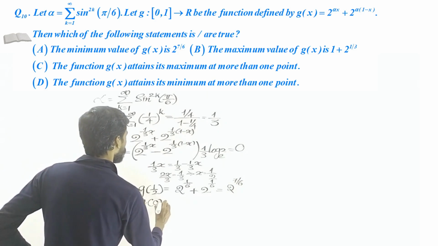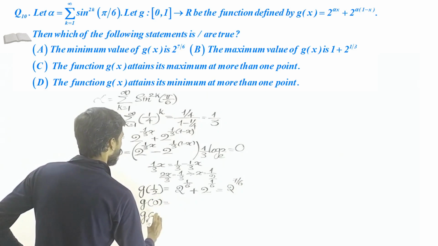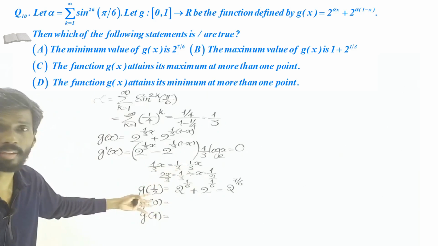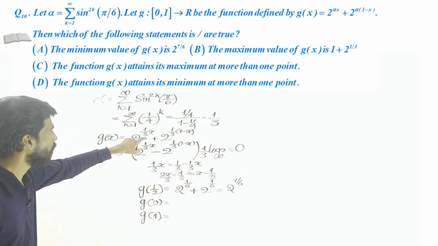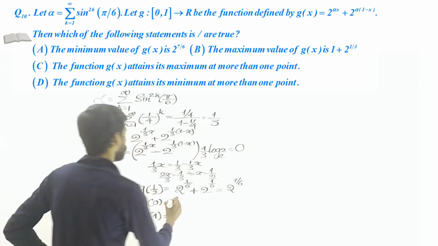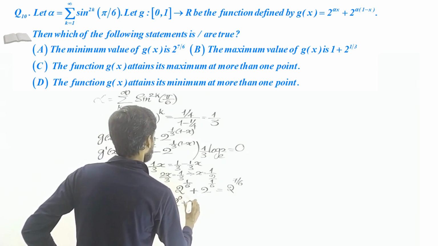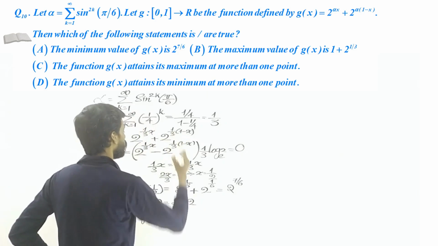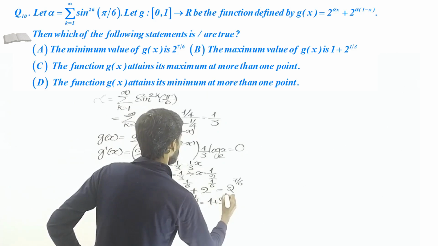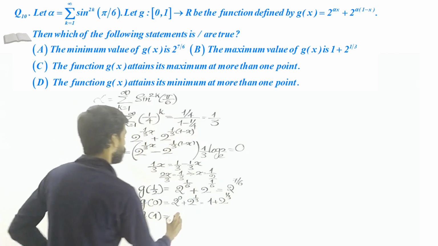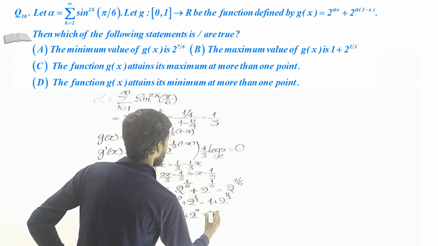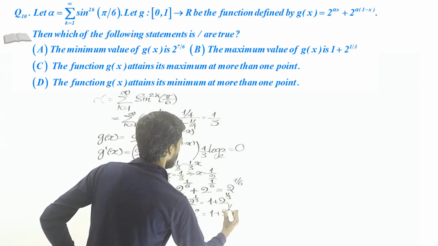So g of 0, okay, and also g of 1. Now among these values, whichever is maximum, that is the maximum value of the function. Similarly minimum value, okay. So g of 0, so substitute 0 here. So 2 to the power 0 is 1, and here also, so x is 0, so that means 2 to the power 1 by 3. That means 1 plus 2 to the power 1 by 3. Now substitute 1. So if we substitute 1, 2 to the power 1 by 3 plus 2 to the power 0. So that is the same value, right? So 1 plus 2 to the power 1 by 3.